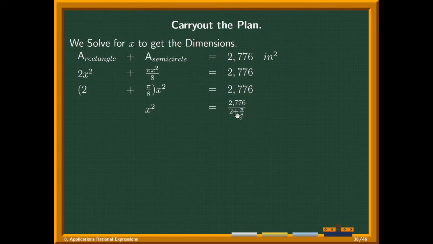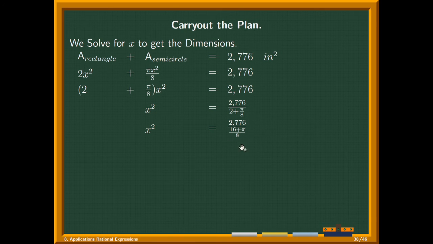So simplifying first this denominator, we have to find the LCD. And the LCD is 8. So we will just multiply 2 by 8 over 8. Okay, 8 over 8 is equal to 1. So this becomes x squared is equal to 2,776 all over 16 plus pi all over 8. So this becomes a complex fraction.